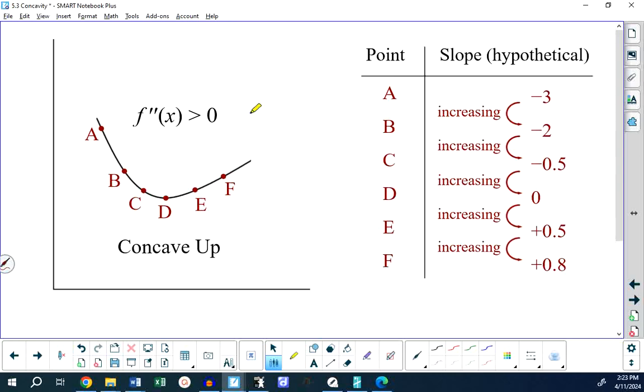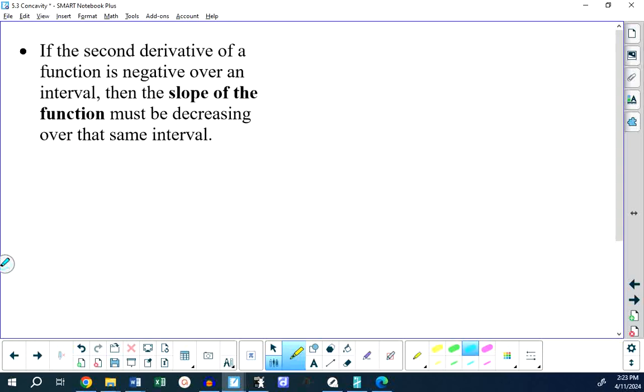You know, in the end, what you need to remember is that if the second derivative is positive, it has a concave up shape. That's what you need to remember. I'm trying to explain to you why that's the case. If the second derivative is negative, okay, again, the second derivative is the derivative of the first derivative. The first derivative is the slope.